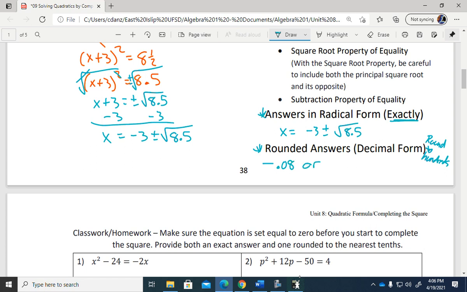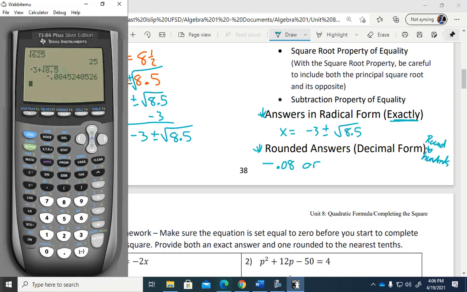Or, because remember I just hit the plus sign in my calculator, now I want to do negative 3 minus the square root of 8.5. And I get negative 5.92 if I round it properly. If I'm rounding to the hundredths place, that 5 makes the 1 round up. Negative 5.92.